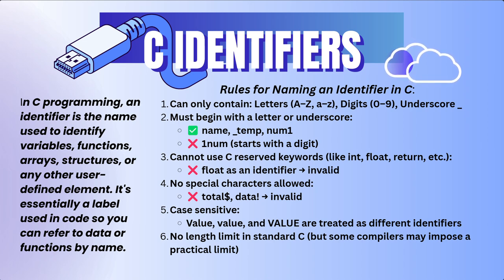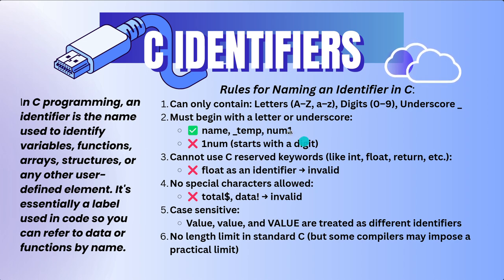It can contain capital letters from A to Z, or small letters from A to Z, digits 0 to 9, and underscore. But a digit should not come at the beginning of the variable or identifier name. It must begin with a letter or an underscore. Underscore is the only special symbol allowed for naming an identifier in C. So this is a valid identifier name.